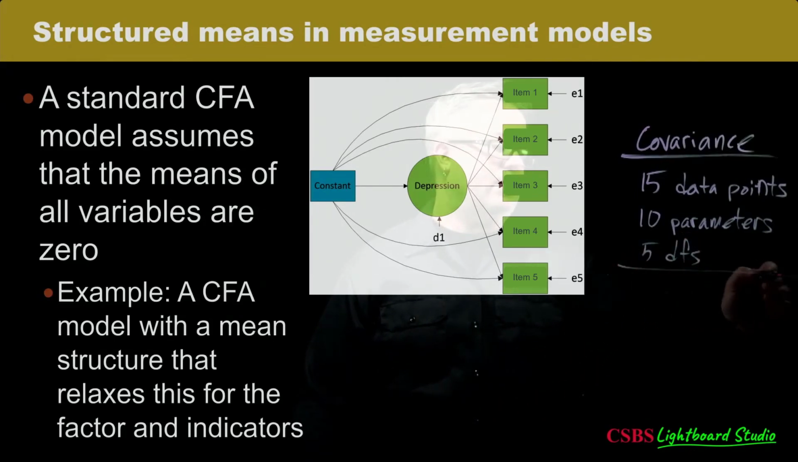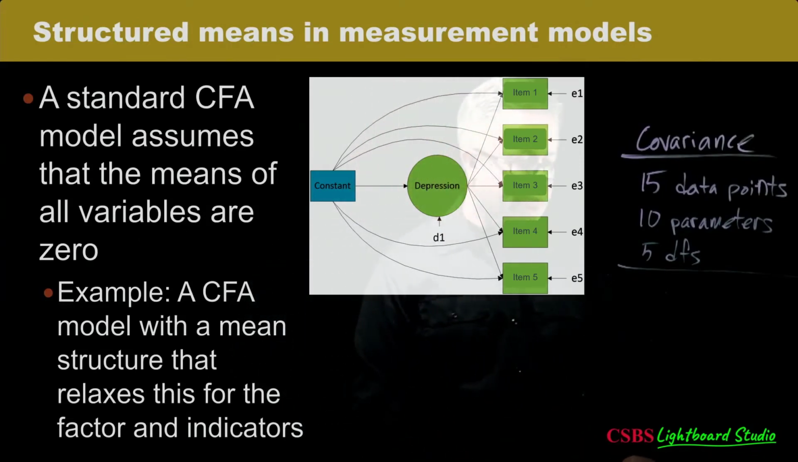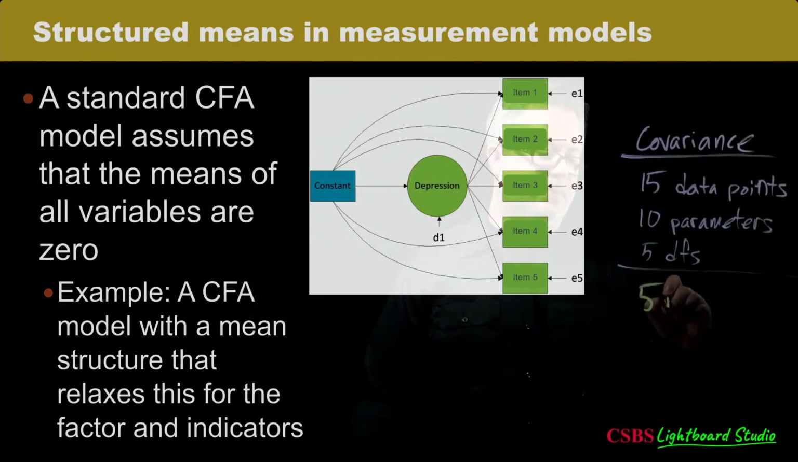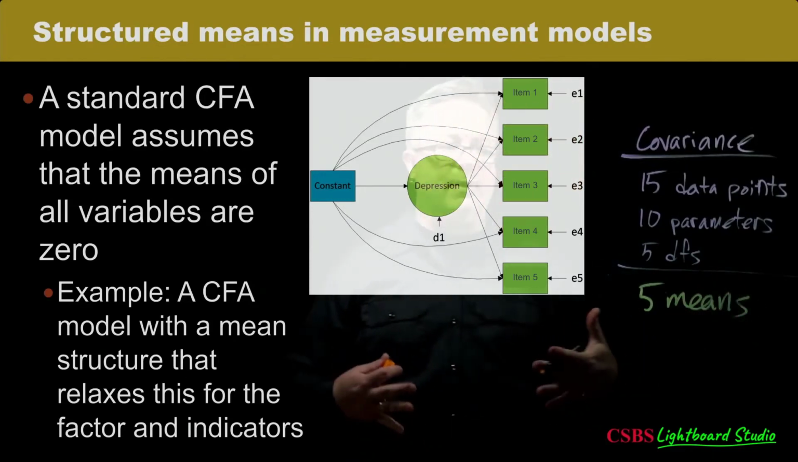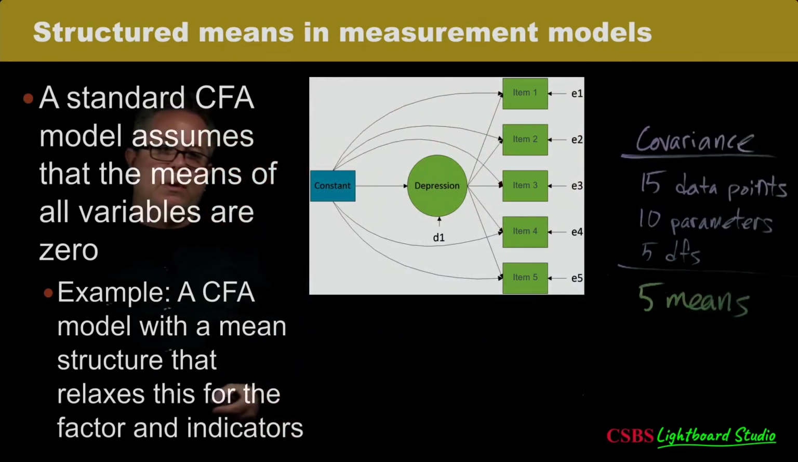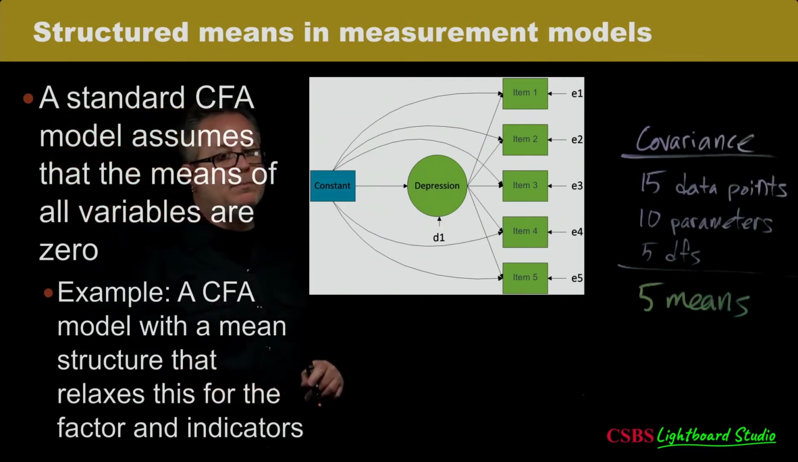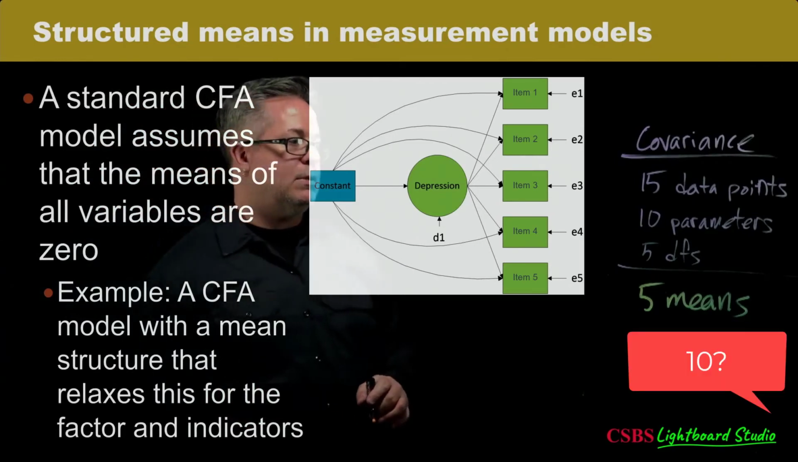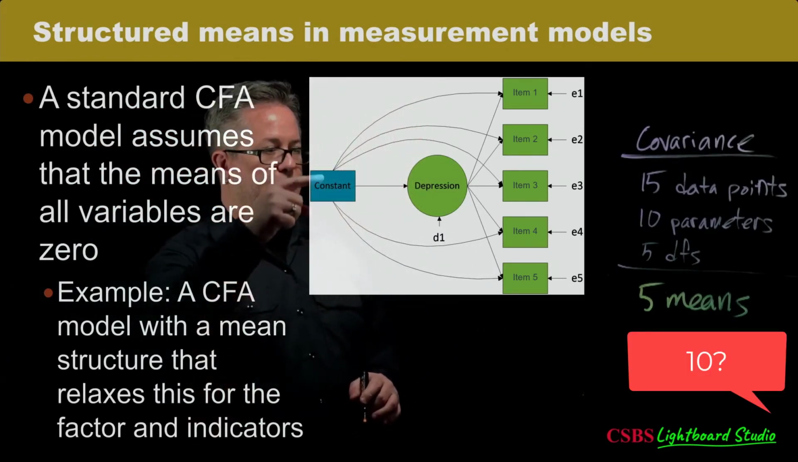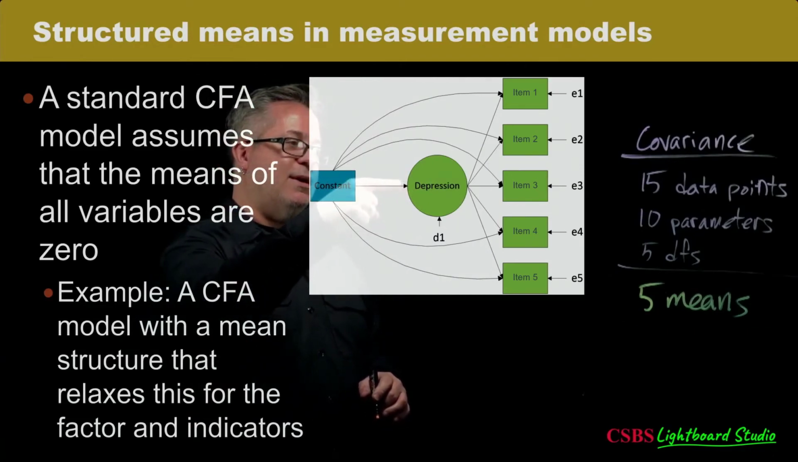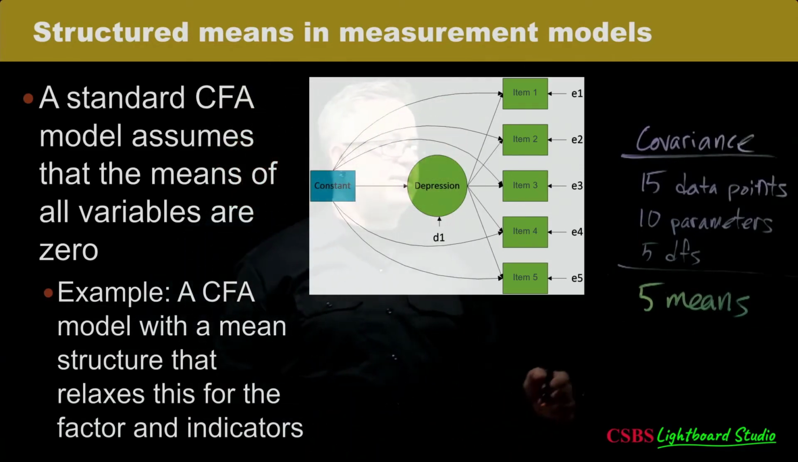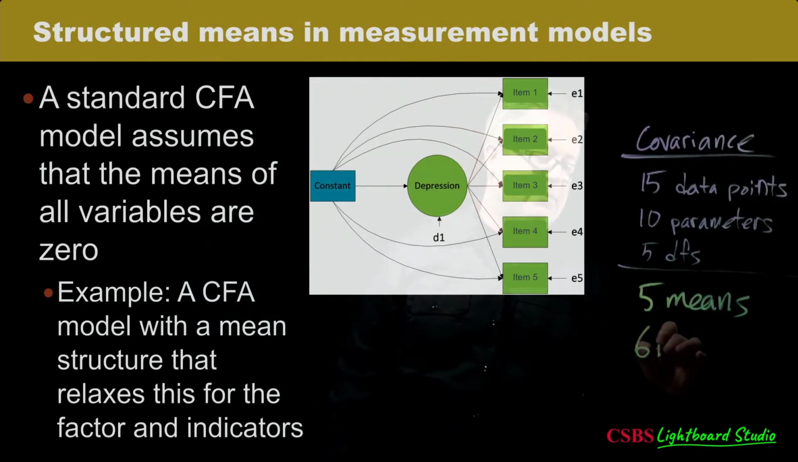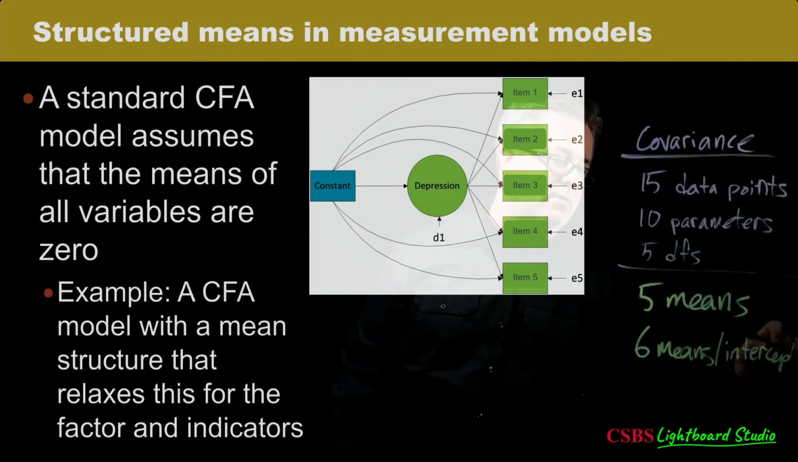What about for the means? So we have 5 means. That hasn't changed. Right? It's only 5 measured means, only 5 variables, right? How many means, or how many means and intercepts, are we trying to estimate? Not 10. So we have the 1 going to depression, and then we have 1 for each item. So all of a sudden we're trying to estimate 6 means/intercepts. Right? So I have -1 degrees of freedom.